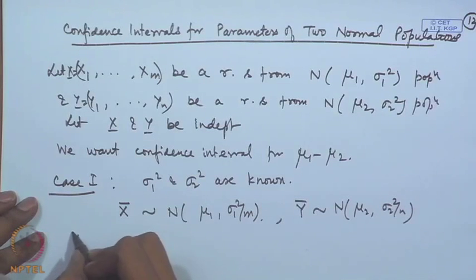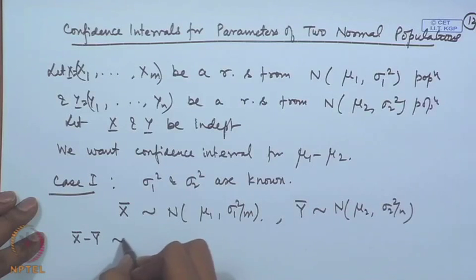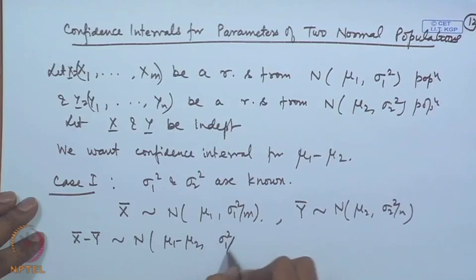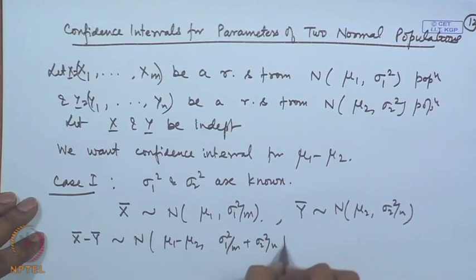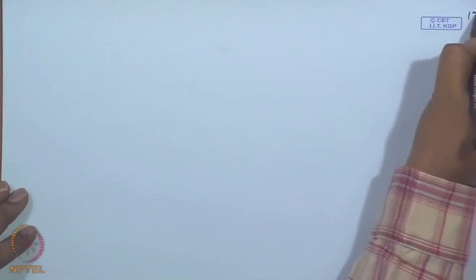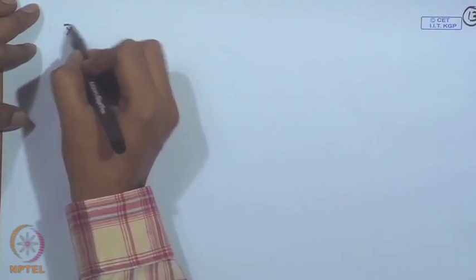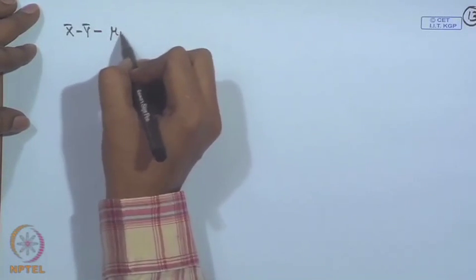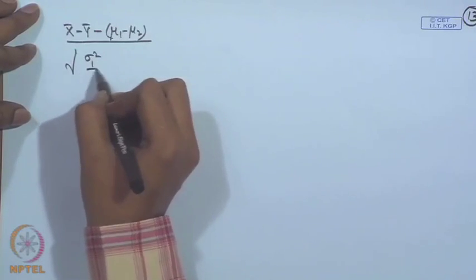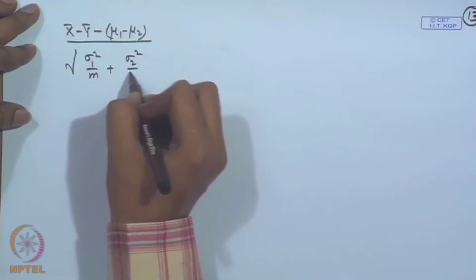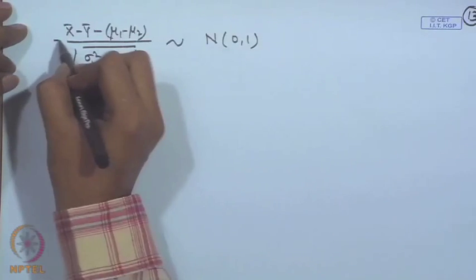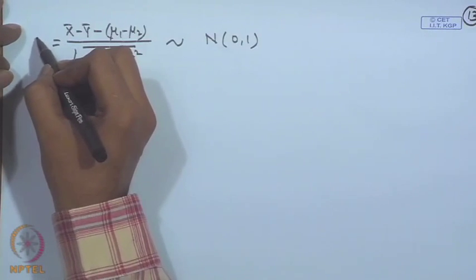So, the distribution of x bar minus y bar is normal with mean mu 1 minus mu 2 and variance sigma 1 square by m plus sigma 2 square by n, and therefore, x bar minus y bar minus (mu 1 minus mu 2) divided by square root of sigma 1 square by m plus sigma 2 square by n has a distribution free from the parameters. So, this can be considered as the pivot quantity.